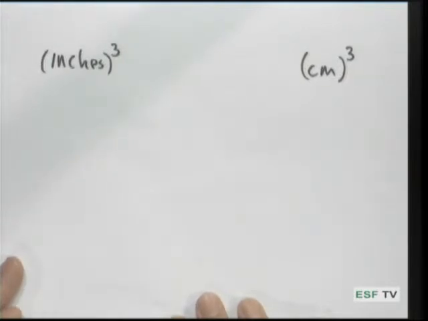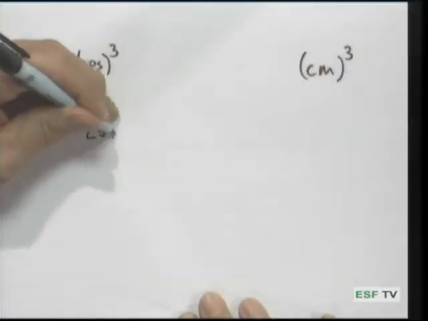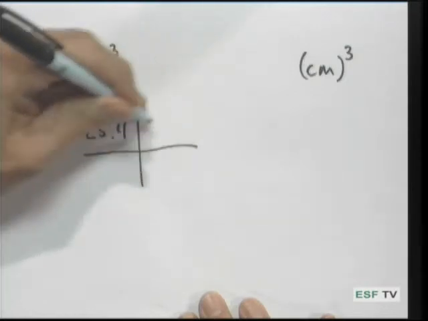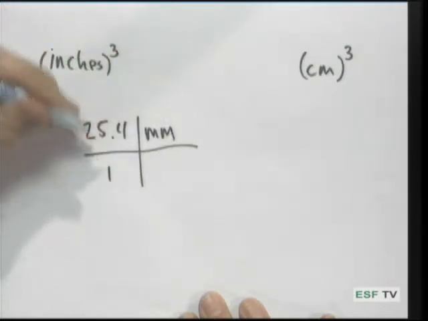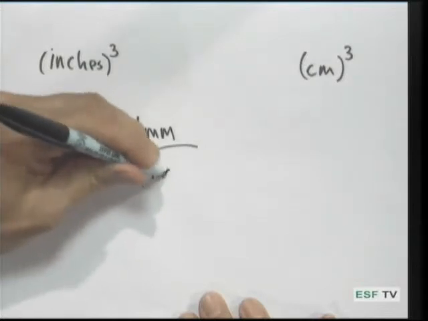I said that you can often derive conversion factors by carrying around a few simple conversion factors in your head. One of the things that I have burned into my memory is the conversion between inches and millimeters. I know, for example, that there are 25.4 millimeters per inch. That's just something I've memorized, and something that you should memorize as well. So we start off by saying, we have 25.4 millimeters for every 1 inch.